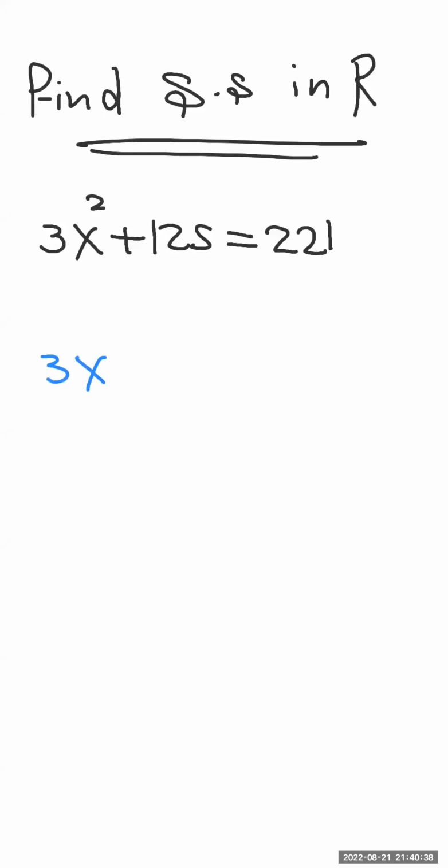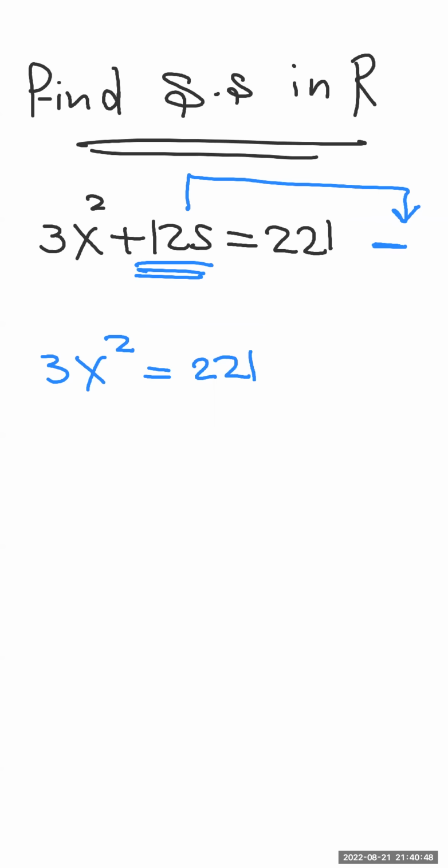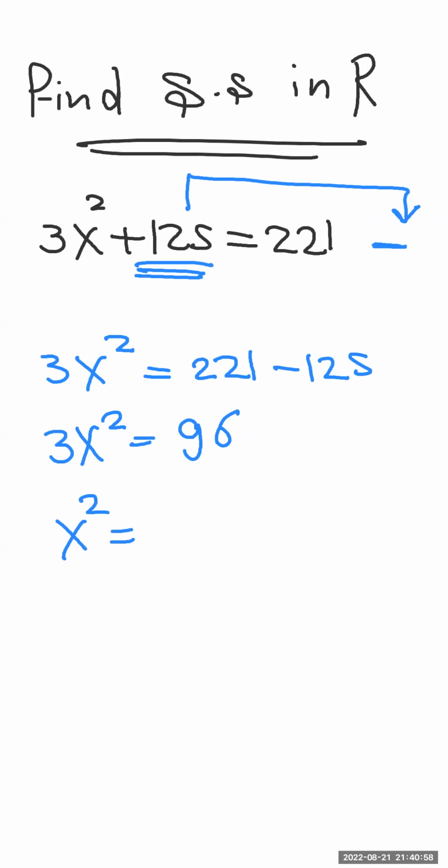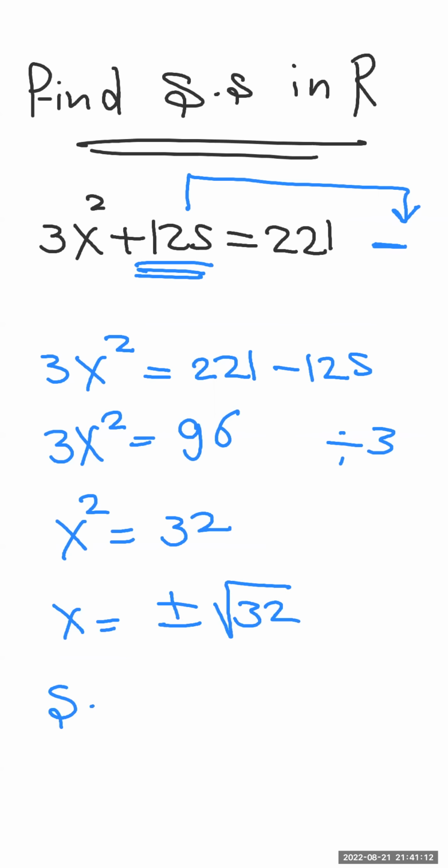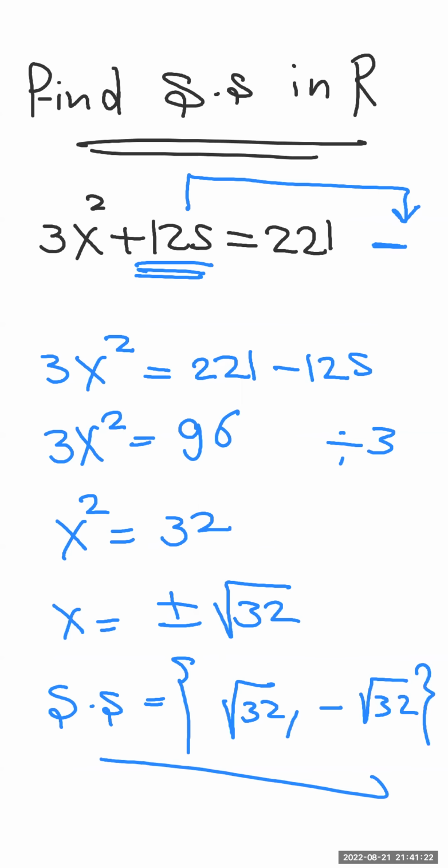3x squared. Shift this number to the right. It was 125 as a positive, now it will become negative. So 3x squared equals 221 minus 125, which is 96. Great. So x squared equals 96 divided by 3, which means it will equal 32. So x will equal positive or negative square root of 32. So the solution set will equal the set of square root of 32 and negative square root of 32. Okay, guys? Great.